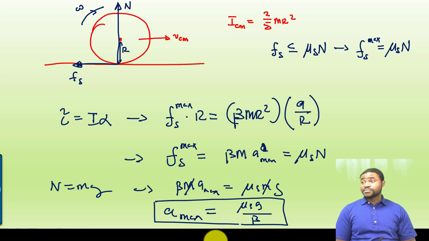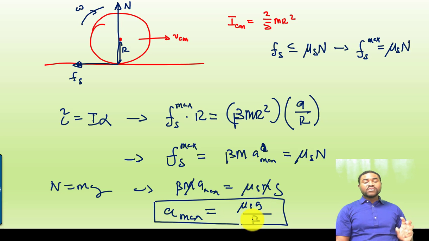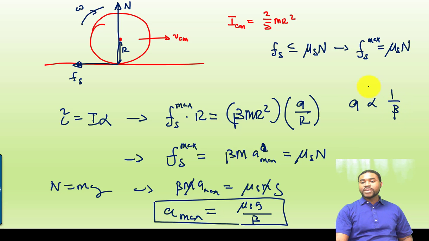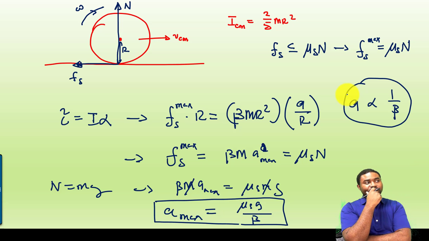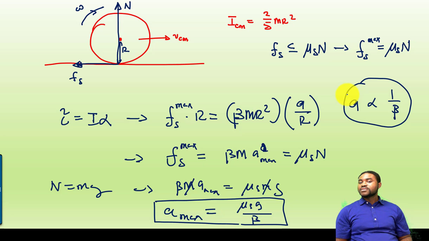Do you understand that? What do you realize? That the acceleration is inversely proportional. A is inversely proportional to what? Beta. The bigger the beta, the bigger the moment of inertia. Which means that if you roll two objects with the same moment of inertia, if you give the two objects the same velocity, they will have what? They will move at the same pace.